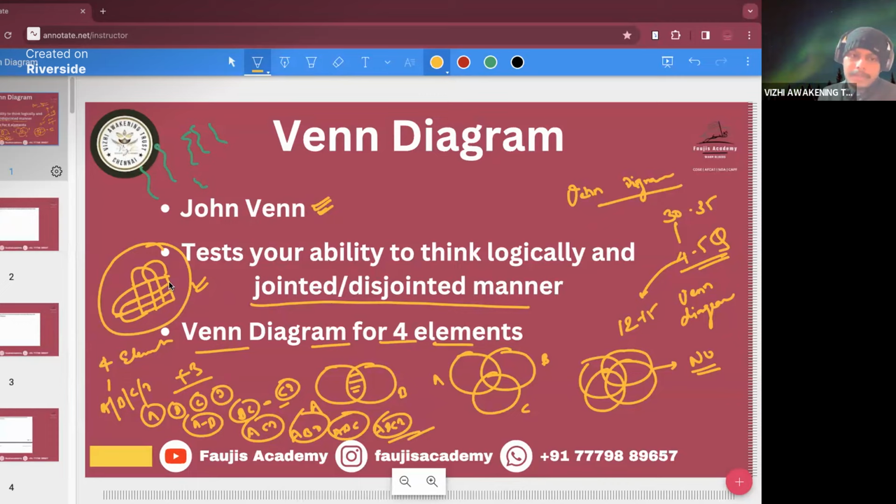You have never been asked a four-element Venn diagram as such, only with two elements or three elements will work out for you. But knowing a four-element Venn diagram kind of boosts your knowledge, so it's a good thing to know. Going ahead with five elements, it gets really, really clumsy. So we'll stop our exploration with just four elements, and with this, we'll move to the question slide, guys.